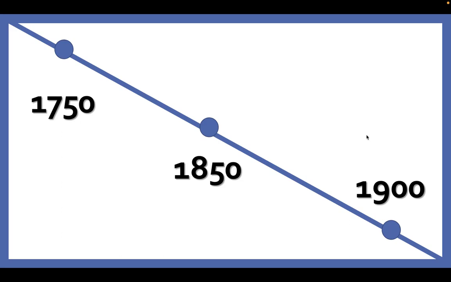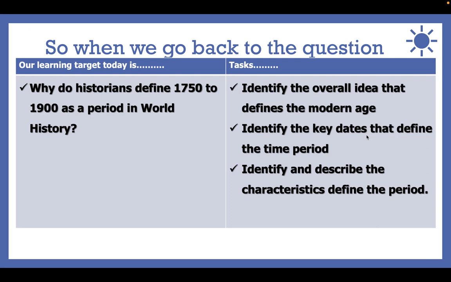And 1900 is the ending point because by this time, Western industrialized imperial empires basically dominate the world. Trade across the world network is deeper, wider, and much more consistent. And widespread migrations take place across the world. So when you look at what we're doing here, we're answering the question: why do historians define 1750 to 1900 as a period in world history?